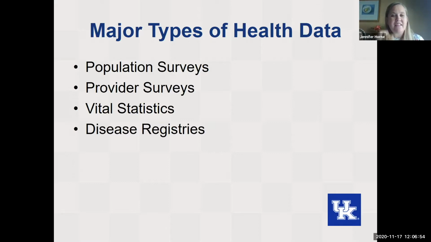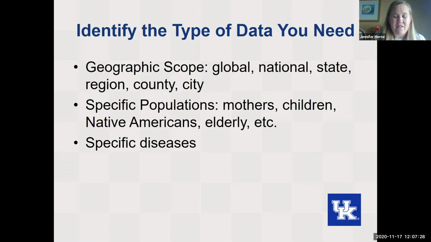When you're thinking about the types of health data, you're looking at things like population surveys, where they survey a population of people about their health conditions and behaviors. You've got provider surveys, where you're doing surveys of medical doctors or medical facilities. You're looking at vital statistics like births and deaths. And you're looking for registries of diseases, like how many people have been diagnosed with certain diseases. And all of these things play into trying to identify what type of data you're looking for.